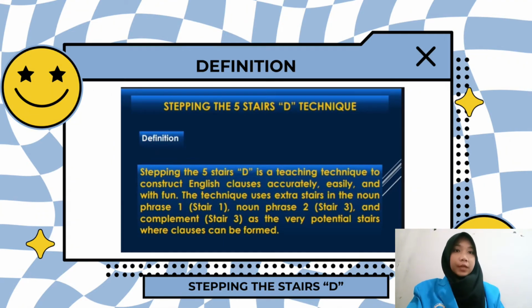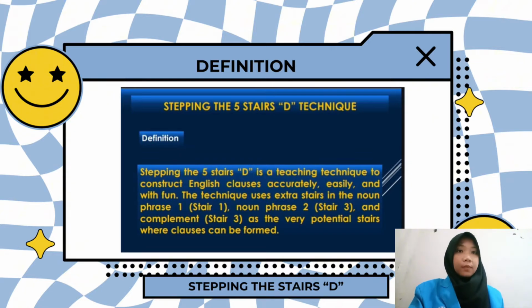stepping the 5 stairs D technique. So we move to the definition. Stepping the 5 stairs D is a teaching technique to construct English clauses accurately, easily, and with fun. The technique uses extra stairs in the noun phrase 1, stair 1, noun phrase 2, stair 3, and complement stair 3 as the very potential stairs where clauses can be formed. So we move to the next slide.